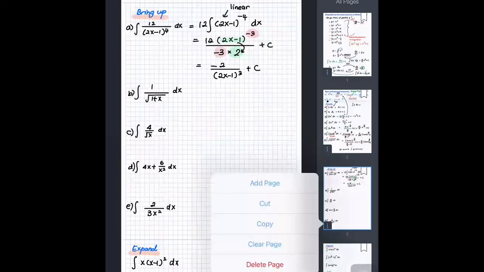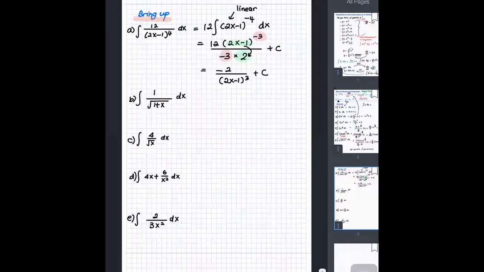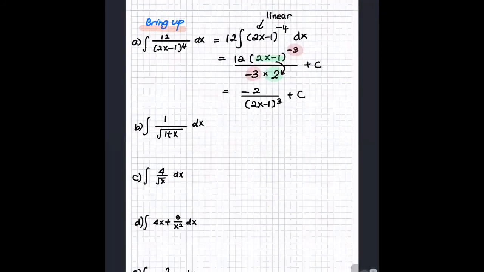1 plus x to the power of negative half. Very good. And then continue. 1 plus x to the power of half over half. Very good. Can you explain how you got the half on top? Negative half plus 1 is half. Very good. Divide by half. When I differentiate 1 plus x, what do I get?